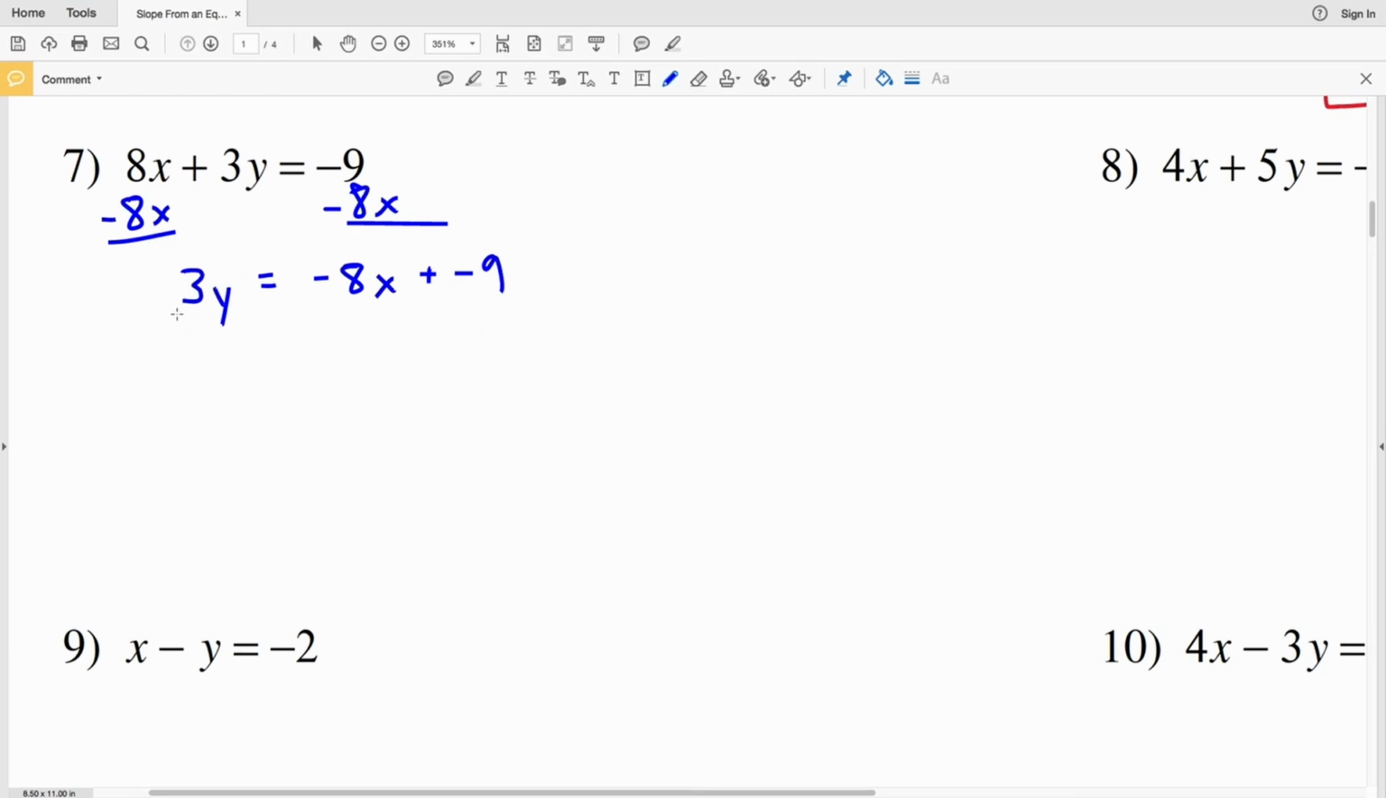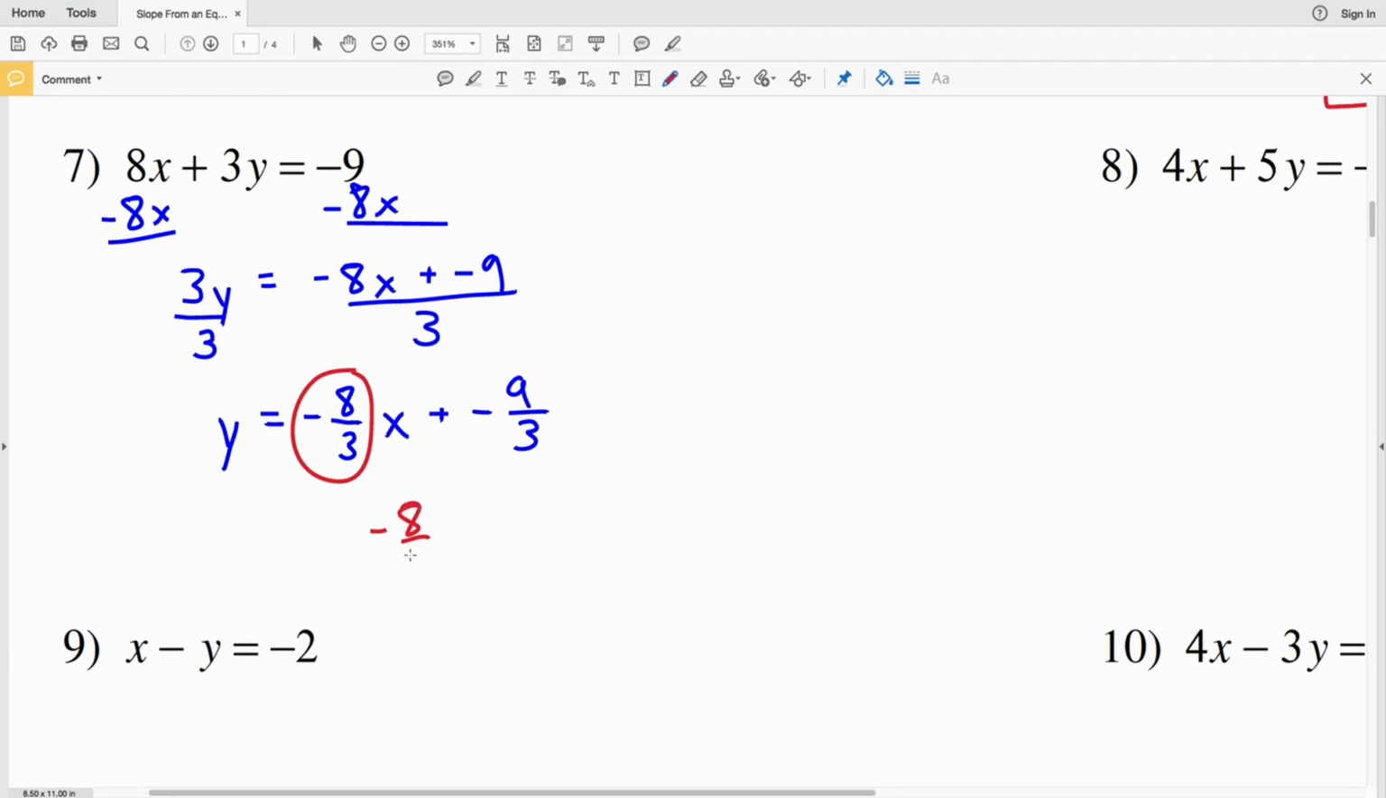Now, our last step is to divide by a positive 3. And when we divide by 3 on the left, we have to divide by 3 on the right. So we'll get y on the left-hand side, so now the y is isolated, and that's going to be equal to negative 8x over 3 plus a negative 9 over 3. So negative 8x over 3, which is negative 8/3 x, plus a negative 9 over 3. Now that our equation is in the form of y equals mx plus b, we can see that our slope is negative 8/3.